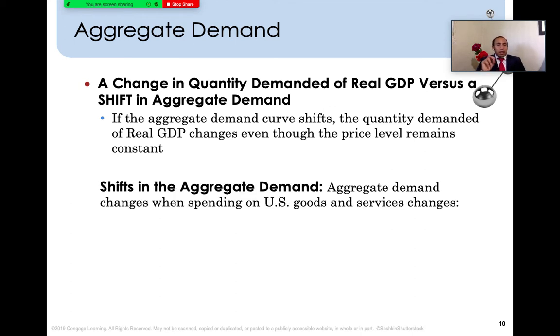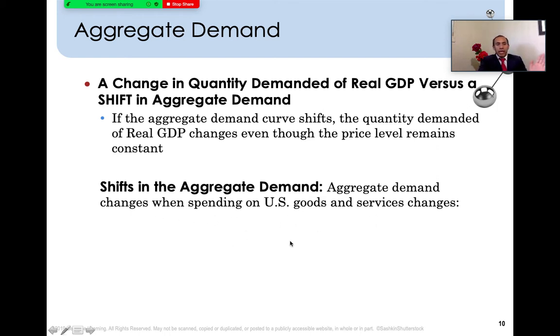And the shifts in the aggregate demand curve change when the spending on all goods and services changes. If spending goes up, aggregate demand increases. If spending goes down, aggregate demand decreases. And real GDP will move in the direction of where the curve is going. If aggregate demand increases, spending increases, real GDP may increase. If aggregate demand decreases, or if it shifts downward, real GDP will decrease.